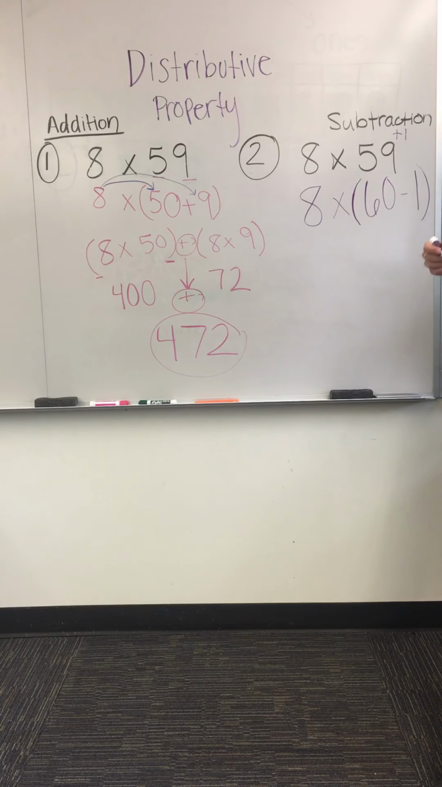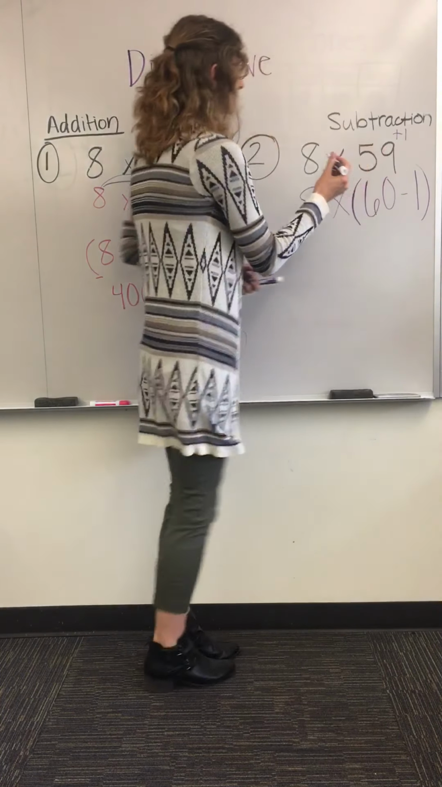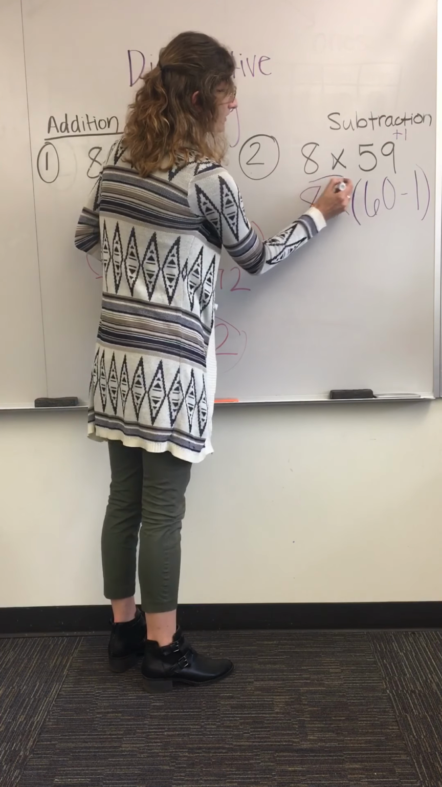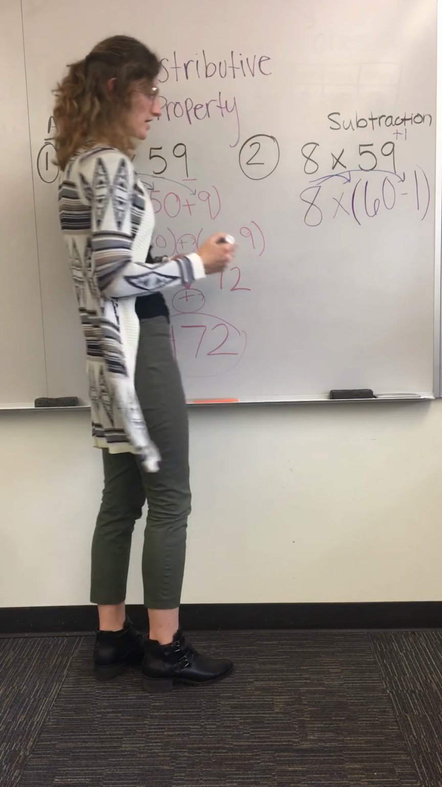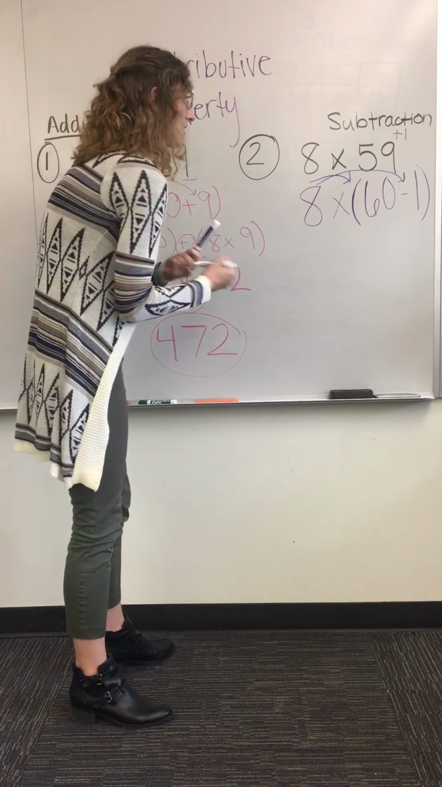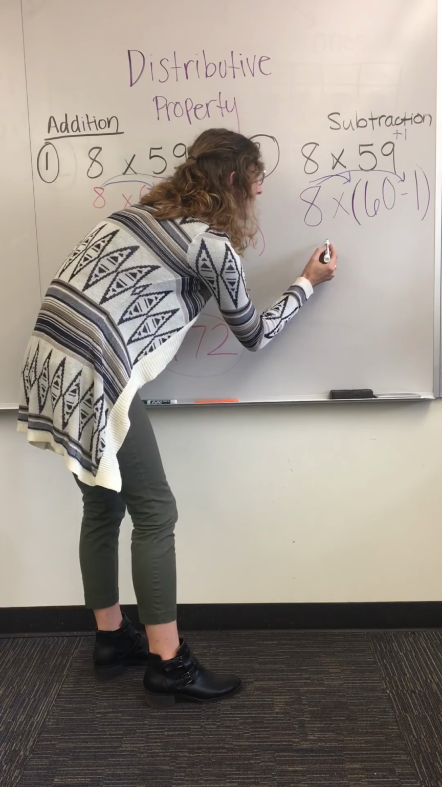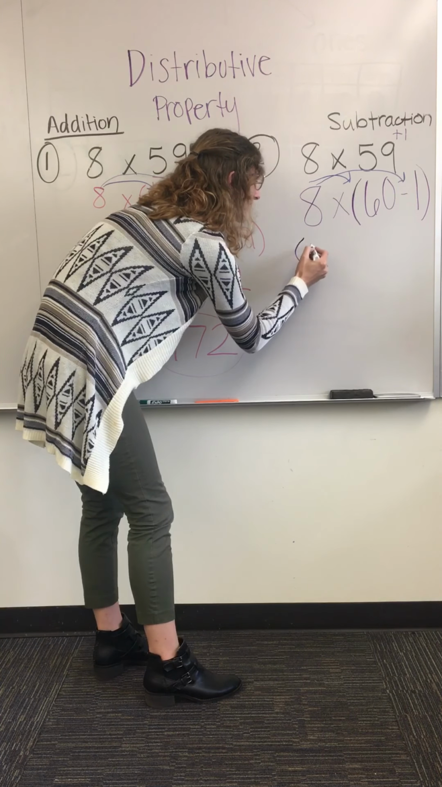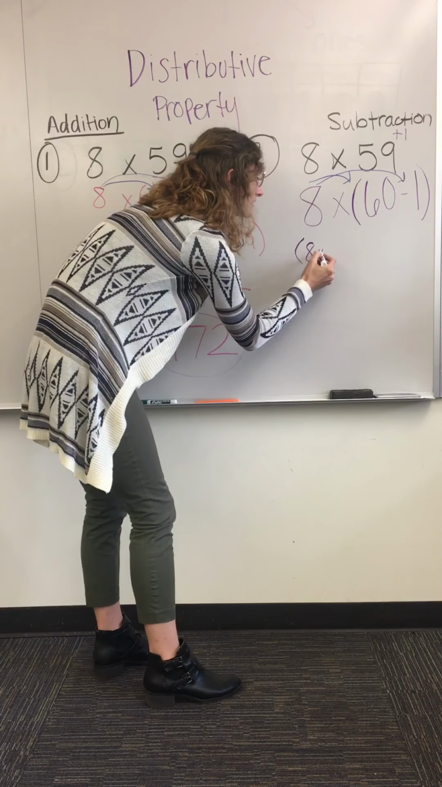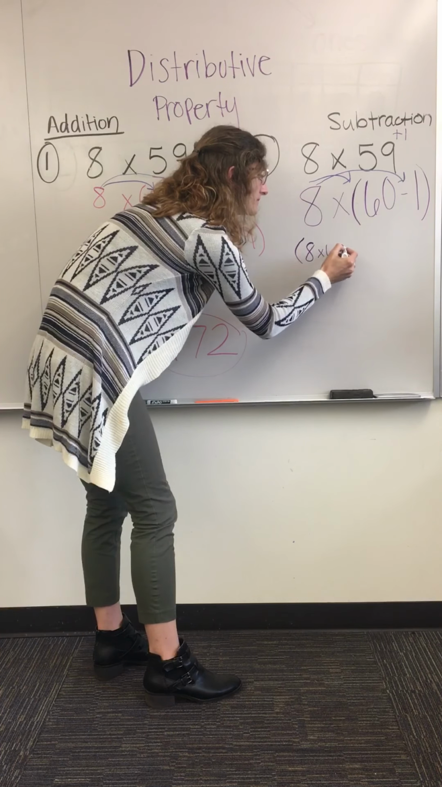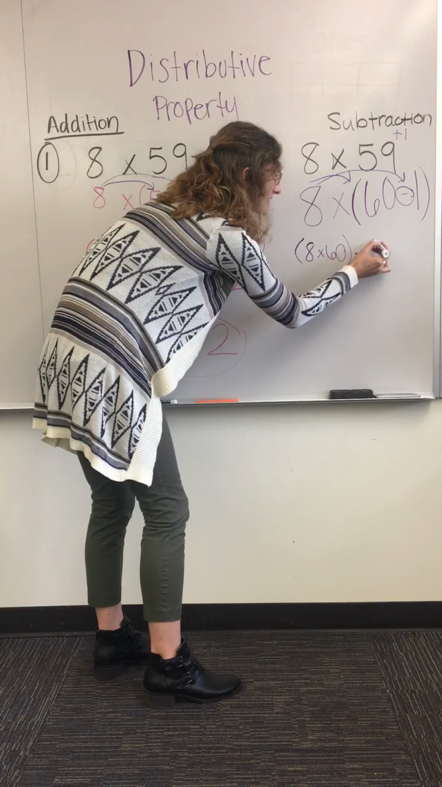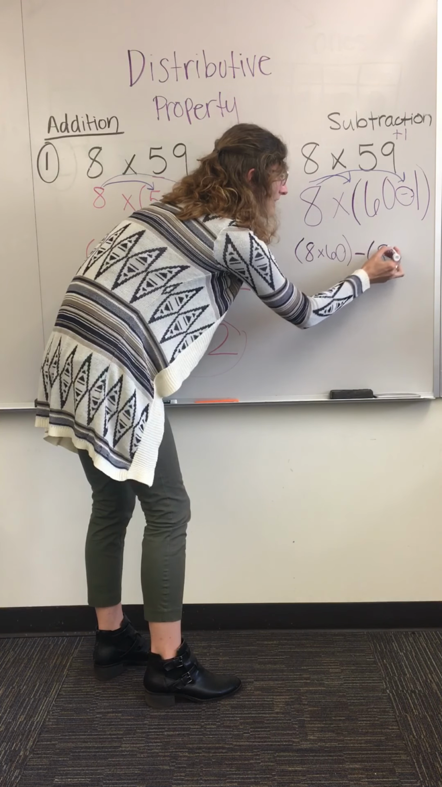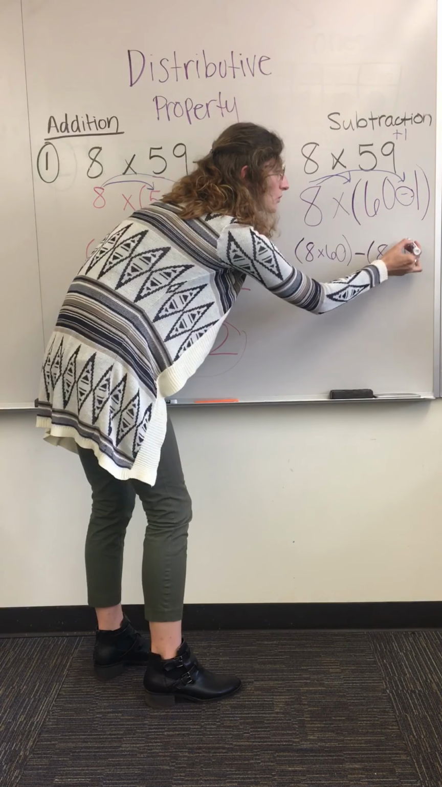So I'm going to distribute again. I'm going to distribute the 8 to the 60 and the 8 to the 1. So I'm going to distribute that 8 times 60. We're working with subtraction. Minus 8 times 1.